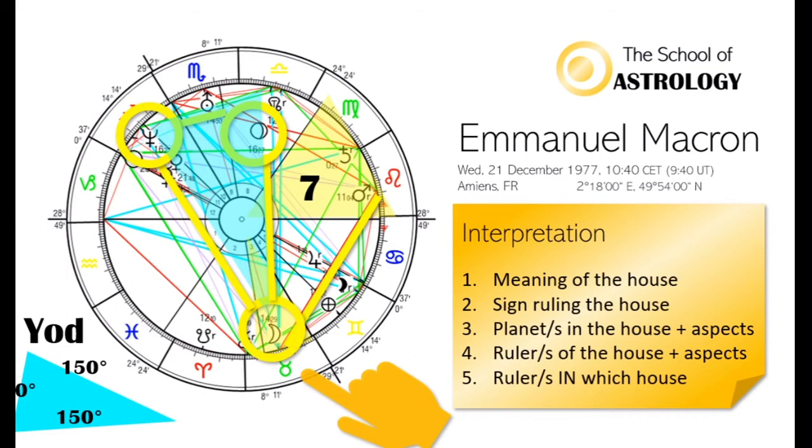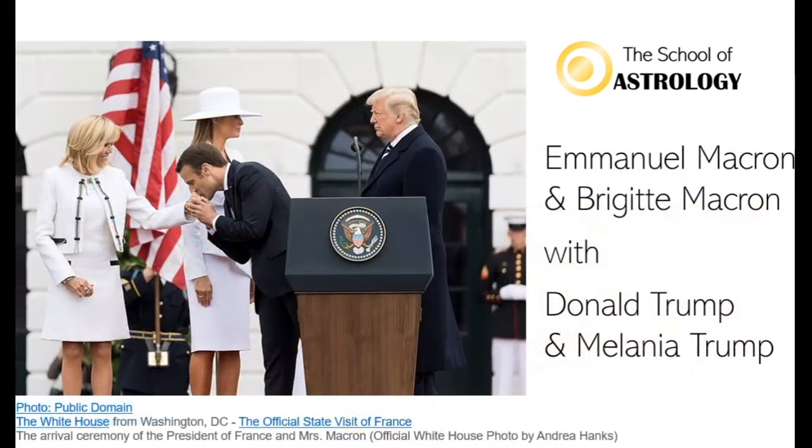Now we're basically done with a quick run-through on the 7th house of Mr. Macron. Now let's check our findings with reality. This is Emmanuel Macron with his wife Brigitte Macron at the arrival ceremony at the White House together with President Donald Trump and First Lady Melania Trump.